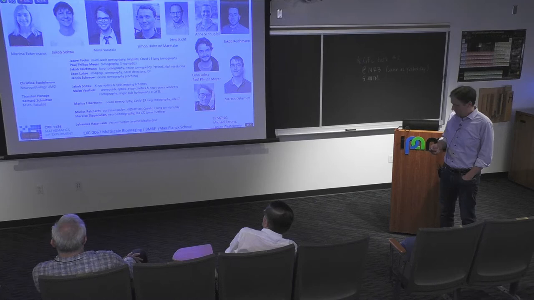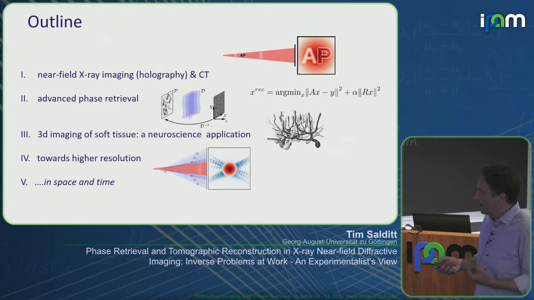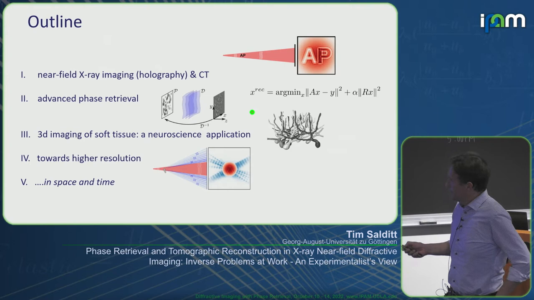Okay, so here's the outline of the talk. I'll present to you first the basics of near-field X-ray imaging by holography. This is our main approach, and we bring this, of course, to computed tomography. I will then talk a bit about advanced phase retrieval, how we can push the limit in this problem. I'll give you a current benchmark. That's a neuroscience application, human brain tissue imaging.